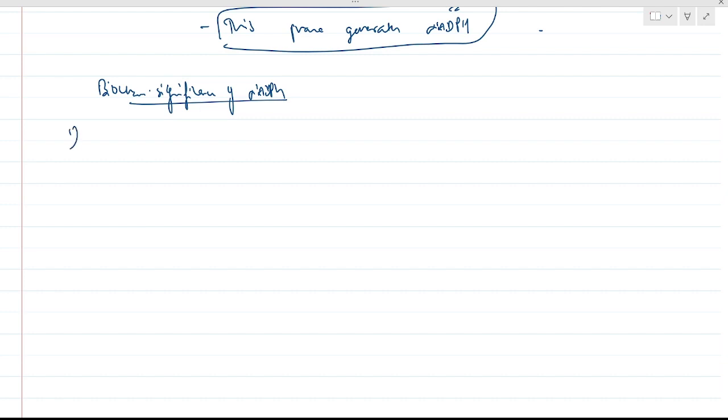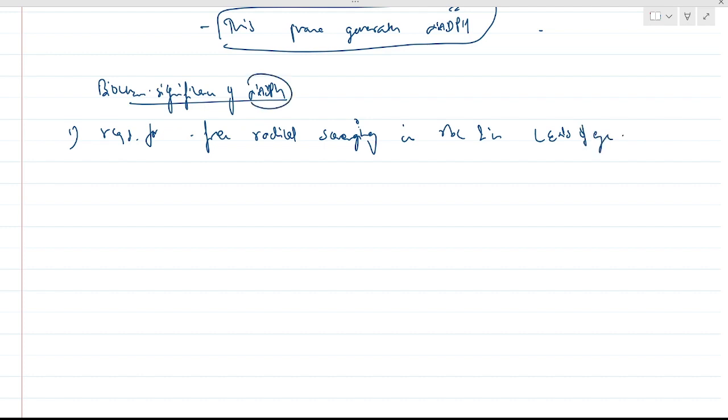First point, it is required for free radical scavenging in RBC and in the lens of the eye. This NADPH is required for free radical scavenging. Free radicals are dangerous species causing injuries. Then it is also required for keeping iron in the reduced state.